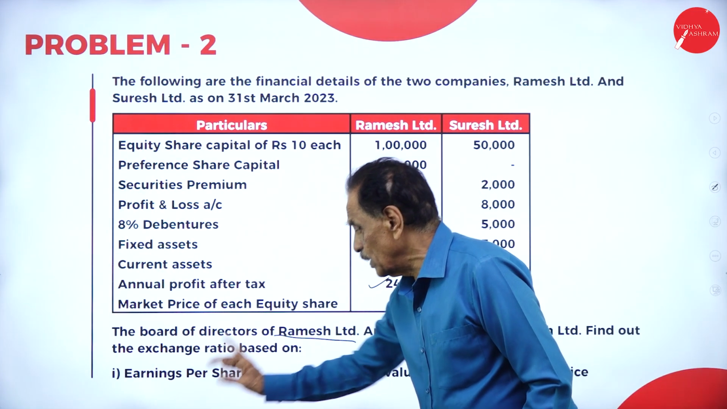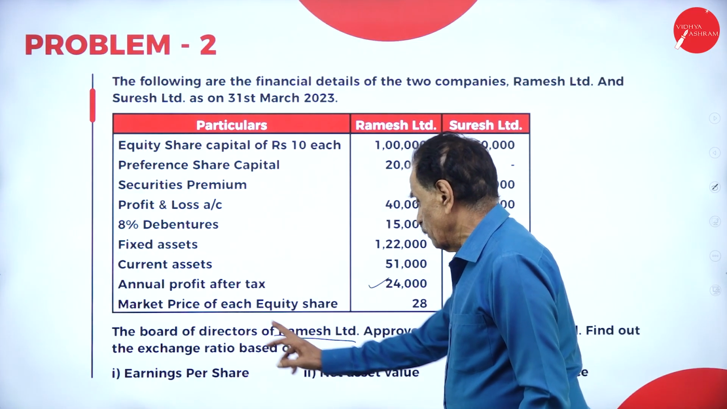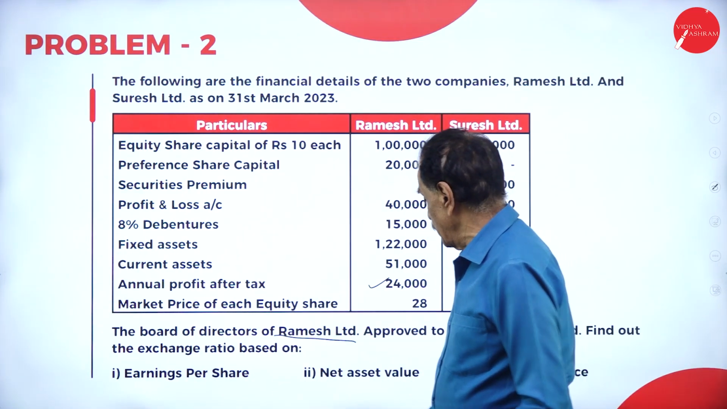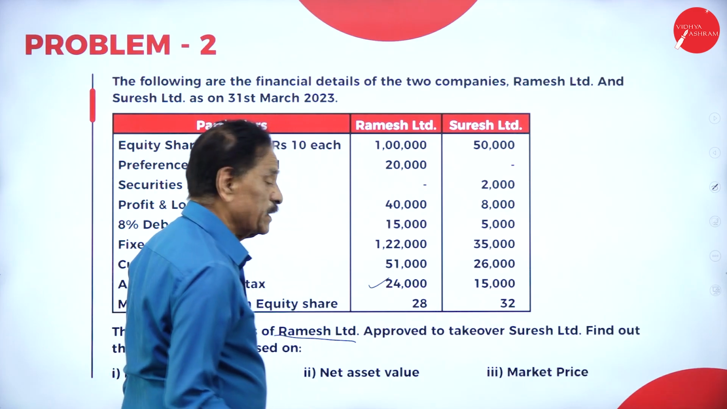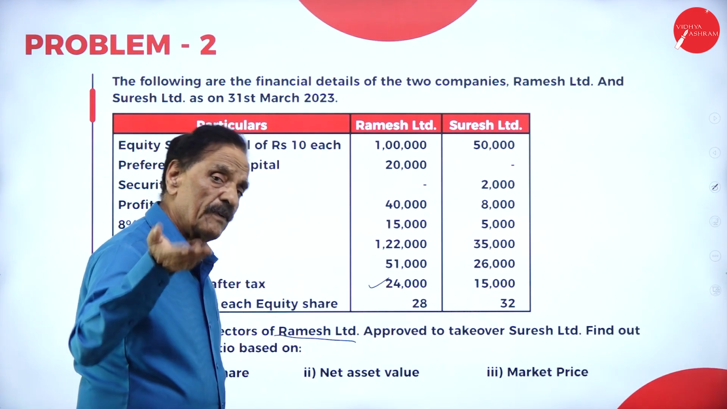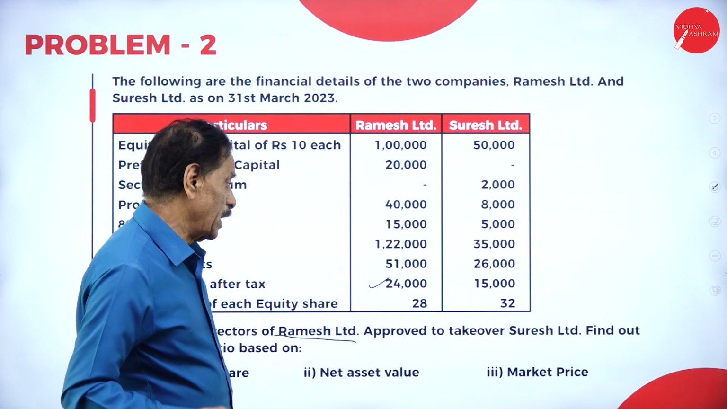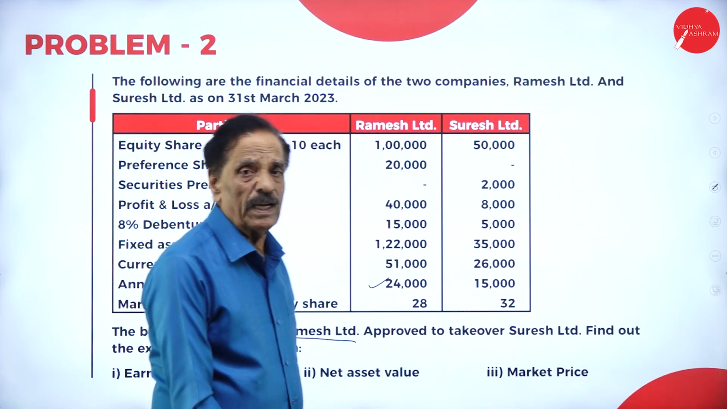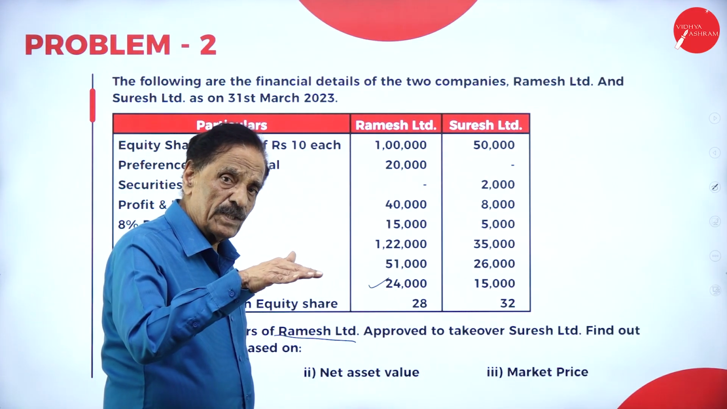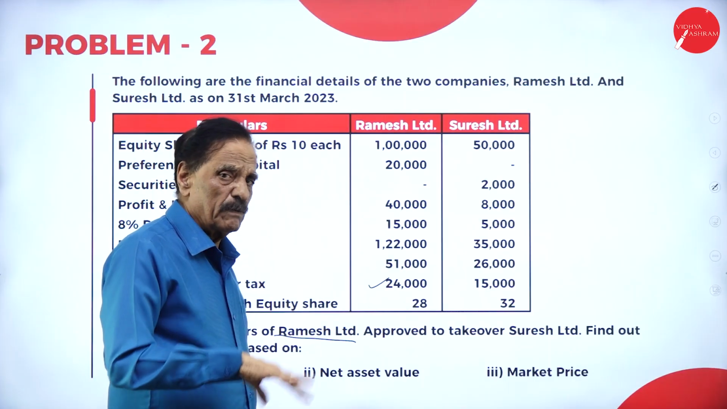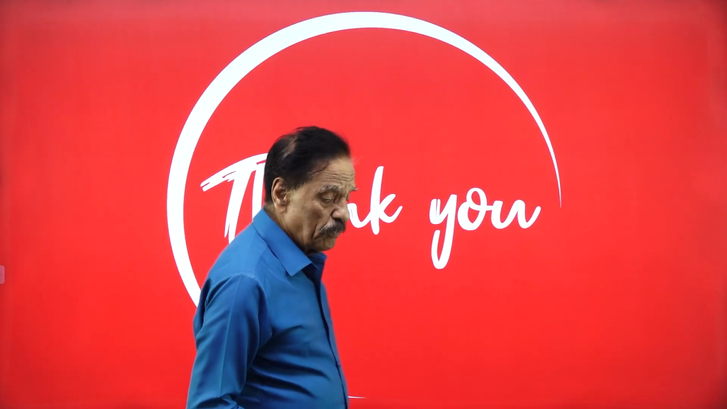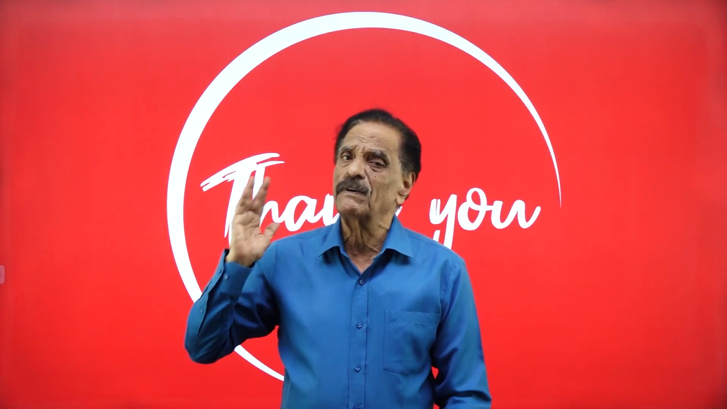What are the ratios? Earning per share: profit after tax divided by number of shares. Net asset value: what is net asset value? Total asset, fixed asset, current asset, minus total liability. Market price of the share: what is the market price of the share? Price earning ratio into number of times, whatever they have given. We have solved the two problems, which is very important from the examination point of view.